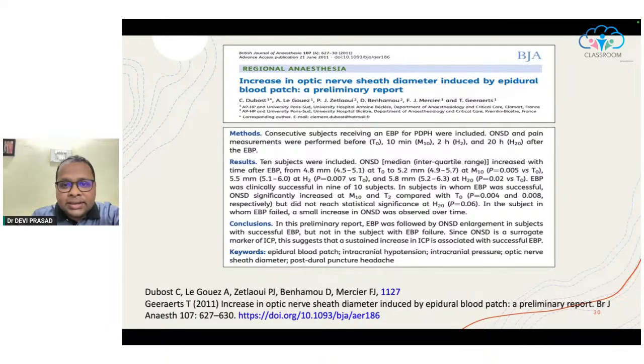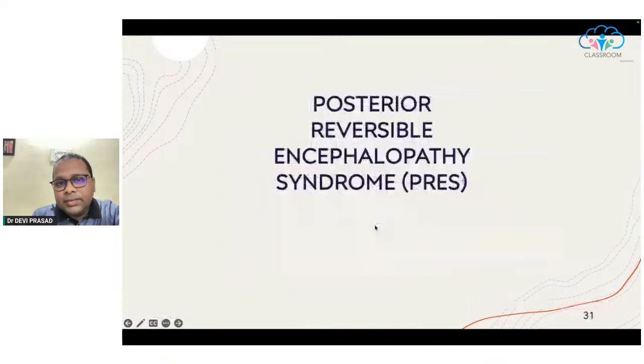Another one was a study in which they included 10 subjects, and they took measurements at 10 minutes before, 10 minutes after, 2 hours after blood patch, and 20 hours after epidural blood patch. They saw that epidural blood patch was followed by ONSD enlargement in subjects with successful EBP, but not in the subject with EBP failure. Since ONSD is a surrogate marker of ICP, this suggests that a sustained increase in ICP is associated with a successful EBP. Then posterior reversible encephalopathy syndrome.